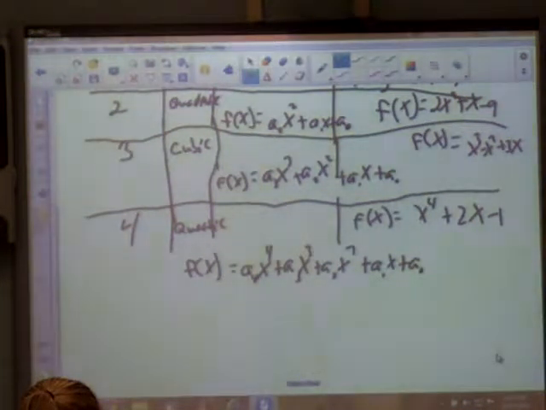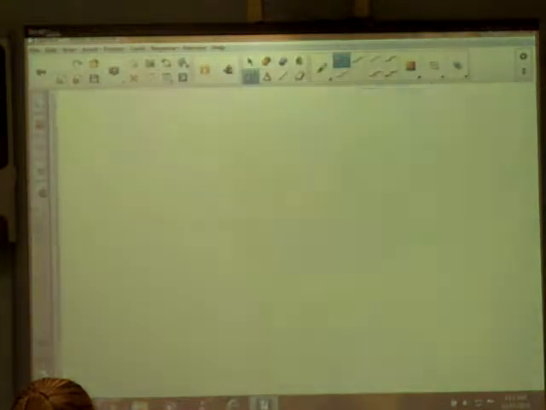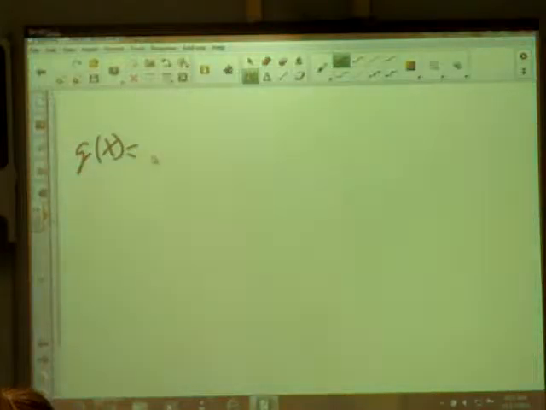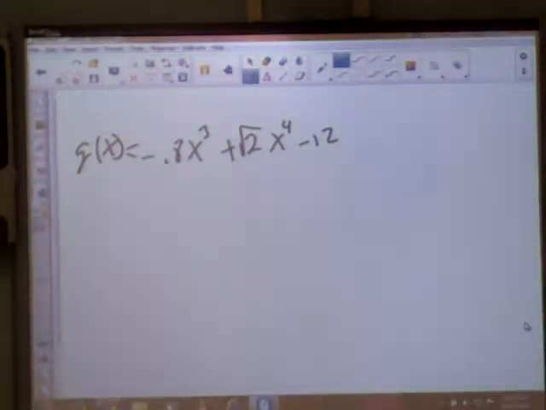Alright, let's look at some more like we started off with. I got g of x equals negative 0.8x cubed plus 2 square root of 2 x to the 4th minus 12. Is the x to the 4th under the square root? Nope, just the 2. Is that a point? Yes, negative 0.8x cubed.